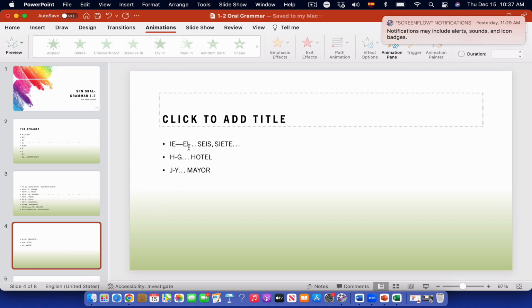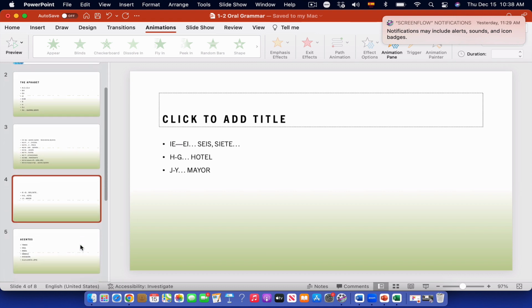A few more things. Be careful with the combination IE or EI, because in Spanish, remember, it has a different sound. So this one, for example, is going to be seis, because it's EI, seis. And this one is going to be siete. This is 6, and this is 7. Seis and siete. Okay? Remember what I said about the H. In Spanish, it's silent, it's there, but we don't say it. And also be careful with some words like mayor. In Spanish, it's going to be with Y.